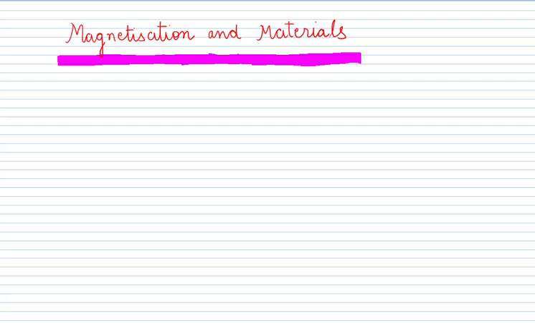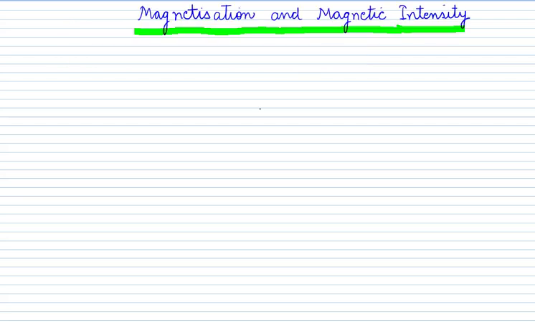Magnetization and materials. So magnetization we always represent with the symbol capital M. We may use capital M for magnetic moment also, but remember, capital M is for magnetization. If you are using magnetic moment, then you can replace it with small m. So magnetization is always shown with capital M.